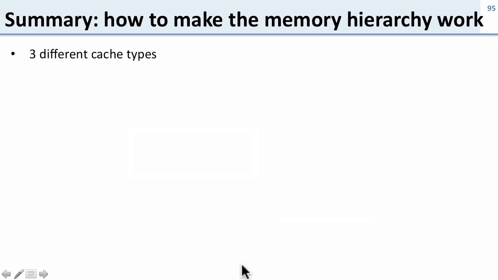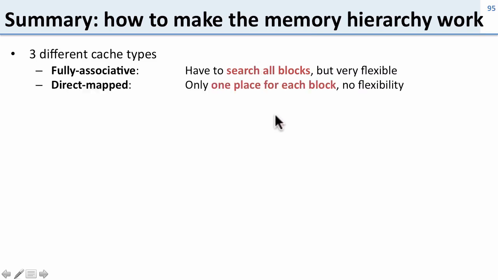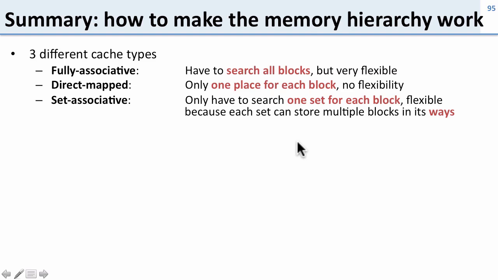We saw there are 3 different types of caches. Fully associative caches, and these are very flexible, but you have to search all the blocks. This is because you can put any block of data anywhere in the cache. So remember, the problem here was we needed lots and lots of comparisons to find stuff. We have direct map caches, which are sort of the opposite. There's only one place for each piece of data, and that means you have no flexibility. So if you have memory addresses that collide with each other in the cache, you can only keep one or the other. And as a compromise, we have set associative.